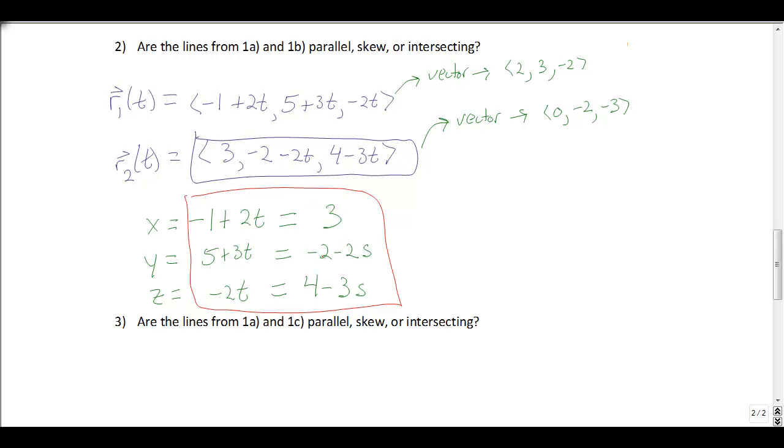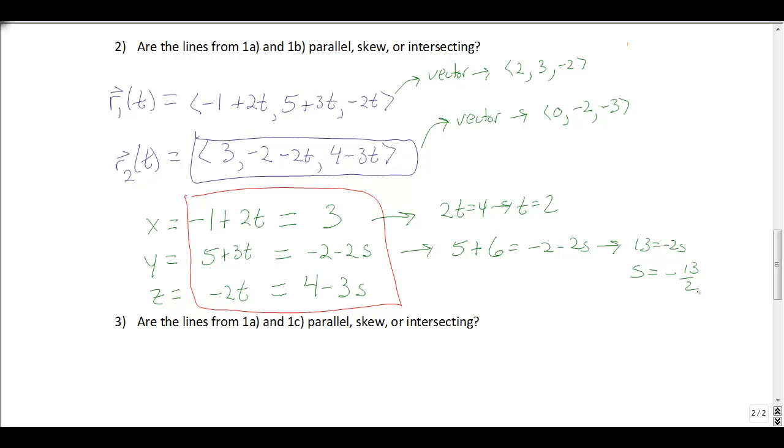So this could be sort of an overdetermined system. There's the question, is there a solution or not? So I have to solve this. This particular one, what I would do is take the first equation. I can add 1 to both sides. I get 2t equals 4. That gives me t equals 2. And then I could plug that into, say, the y equation. And I get then 5 plus 3 times 2 is 6, is negative 2 minus 2s. That's going to give me, let's see, 13 equals negative 2s. That gives me s is negative 13/2.